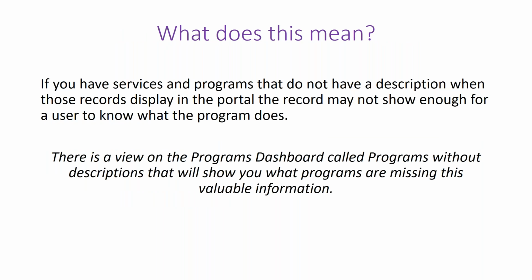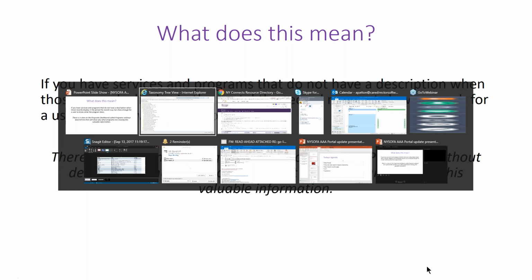This is one of those things I've harped on for a little bit, but as we've now turned on this functionality and we're improving what's visible, making sure that our programs have descriptions that are understandable by users of the New York Connects website becomes much more important. I do have a way for you to find what programs don't have descriptions, and I will walk you through that right now.